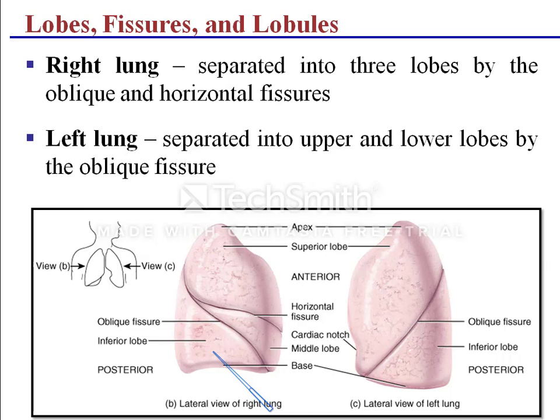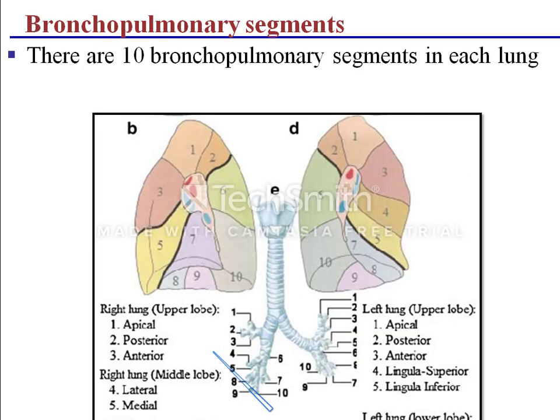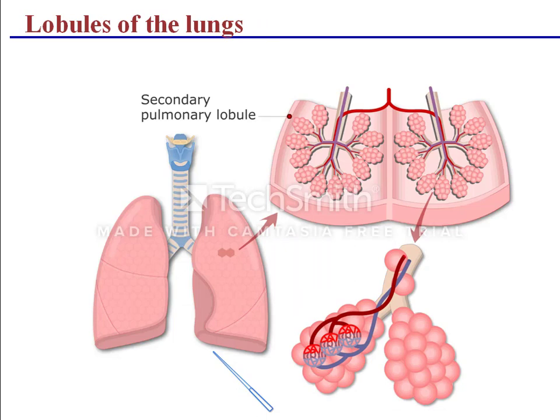So as we said, if there are 10 tertiary bronchi and each tertiary bronchi will enter into one bronchopulmonary segment, so there are total 10 bronchopulmonary segments in each lung, which receives one tertiary bronchi. Now these bronchopulmonary segments will have many small compartments which are called as lobules. So these are the lobules, many lobules. This is one lobule and this is the second lobule.